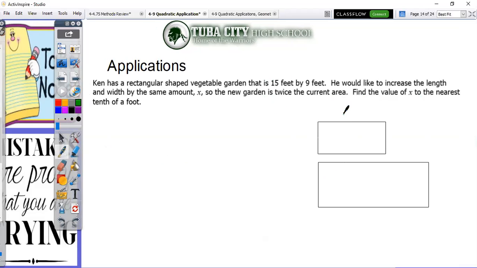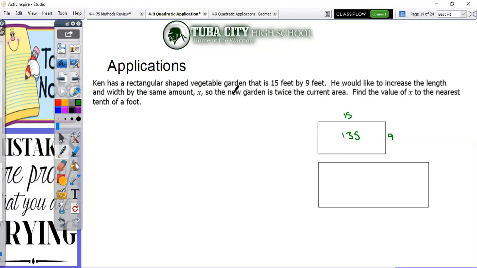And it says here that it is 15 by 9. And let's see, does it say how? Well, it doesn't say how much area it is. But if you were to multiply those two numbers together, you would get 135 feet in area.